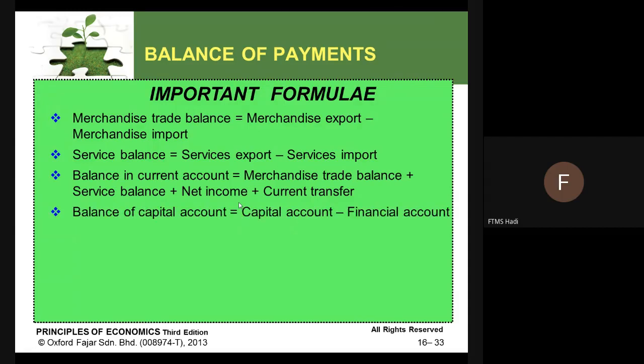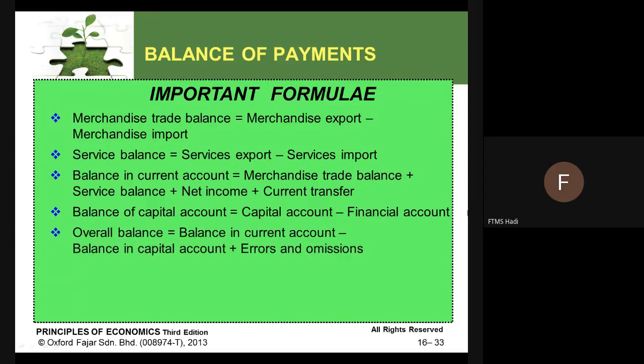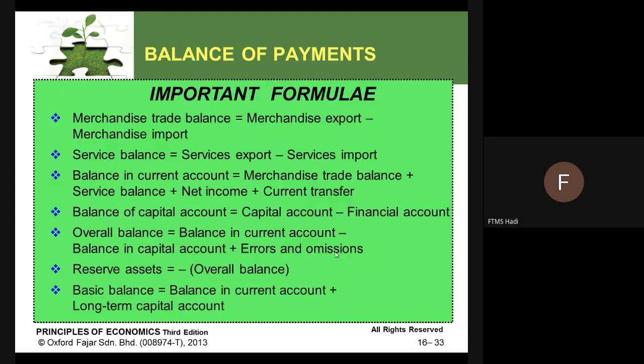Balance of capital account is capital account minus financial account. Overall balance is balance in current account plus balance in capital account plus errors and omissions. Reserve asset is equal to negative overall balance. And basic balance is balance in current account plus long-term capital account.